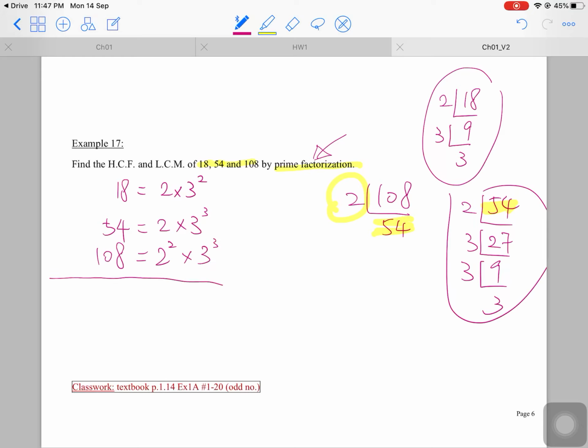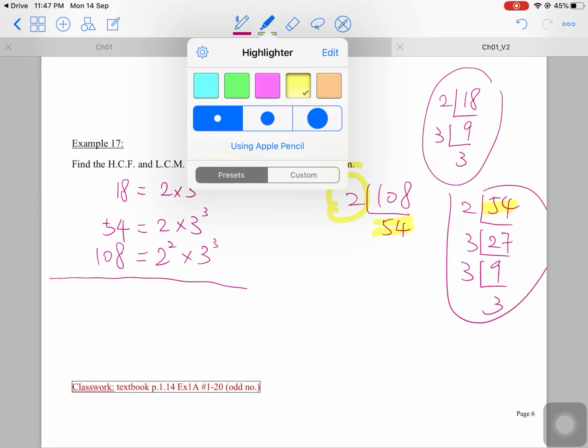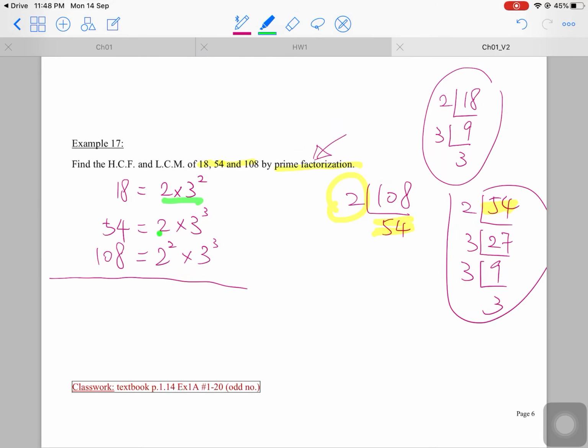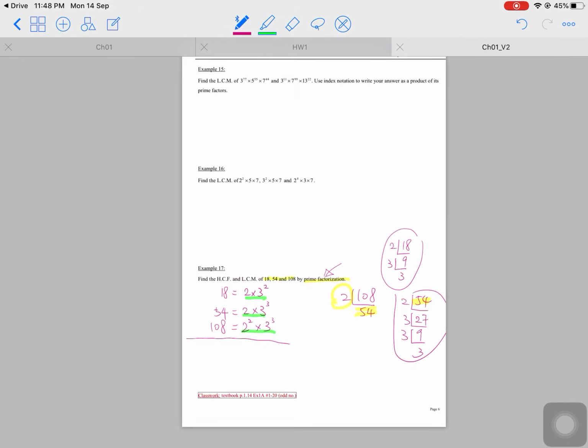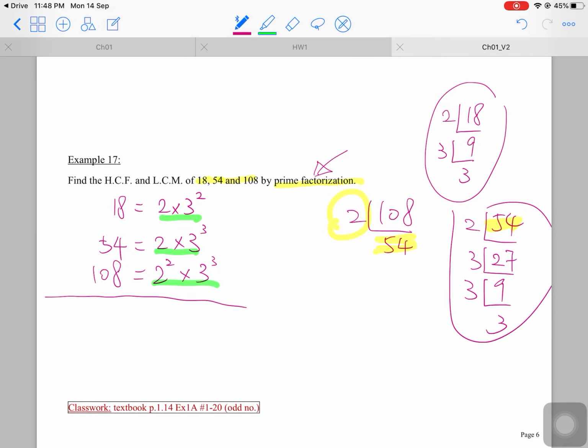So we say that we use the prime factorization. You need to do that for each number: express it as a product of prime factors, 質因數連成式. Then use the technique you learned before, like example 16. I want to find the HCF and LCM among these 3 numbers.